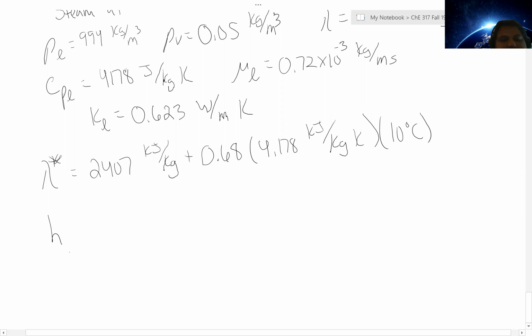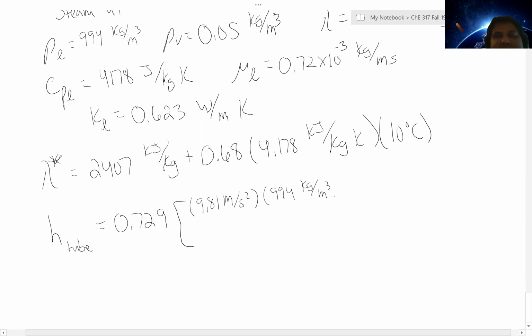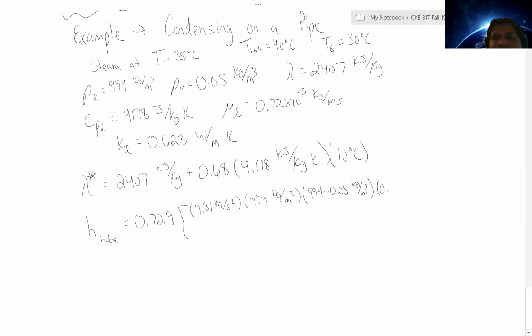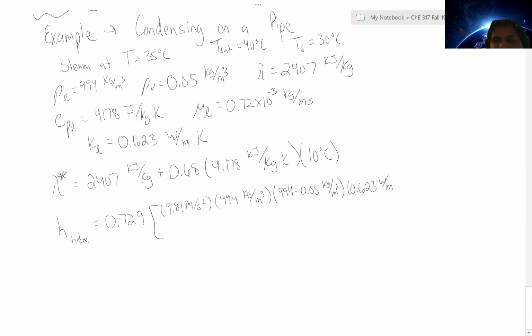So with this, I can solve for H of my tube as 0.729 times gravity of 9.81 meters per second squared times the density of our liquid, 994 kilograms per cubic meter, times the density of our liquid minus vapor, or 994 minus 0.05 kilograms per cubic meter, times the thermal conductivity cubed, or 0.623 watts per meter Kelvin cubed, times our modified latent heat of vaporization, which I actually didn't solve.